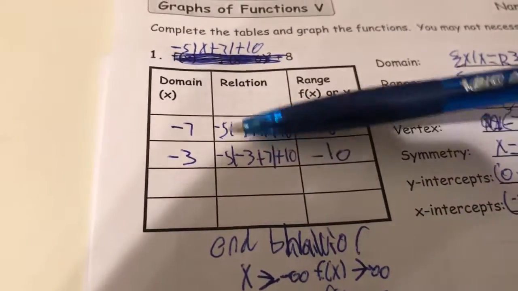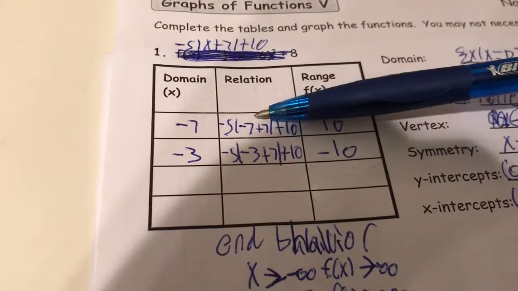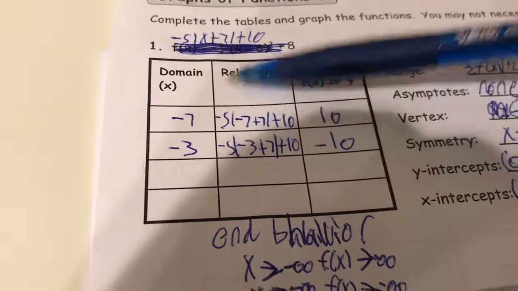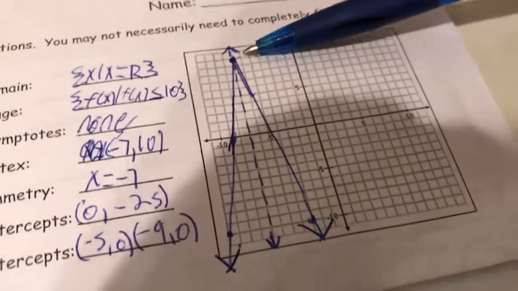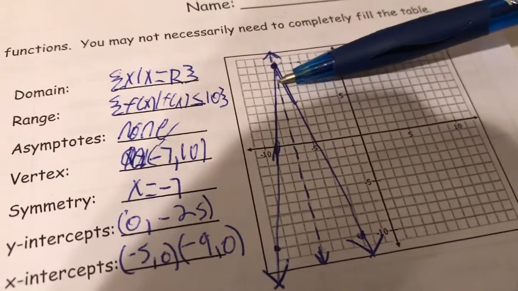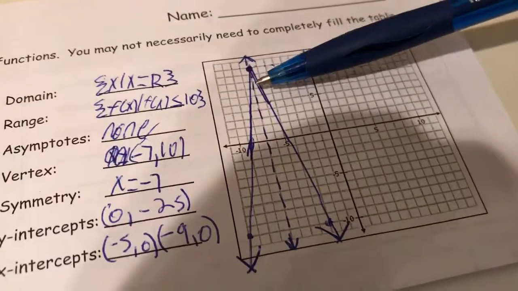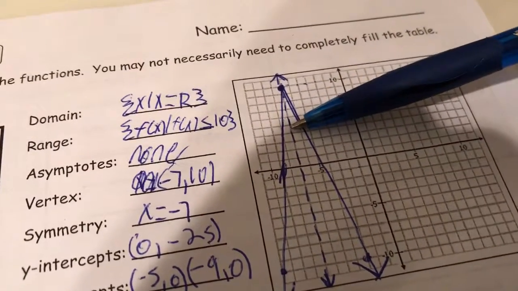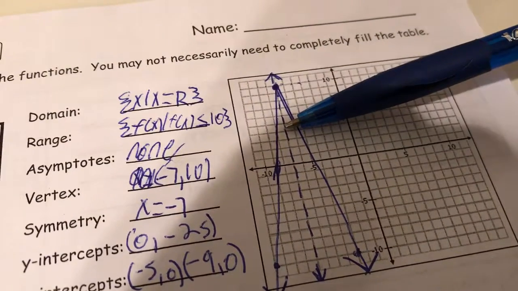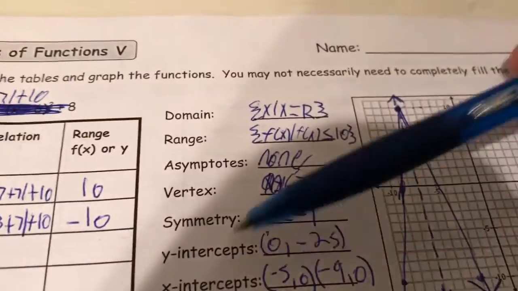So the first thing you need to do is figure out what makes the inside of this 0. In this case it would be negative 7, so 0 times negative 5 equals 0 plus 10 equals positive 10. Then you want to graph that. From graphing that you get the vertex and your line of symmetry. Your line of symmetry is going to be x equals negative 7 and your vertex is going to be negative 7 comma 10.